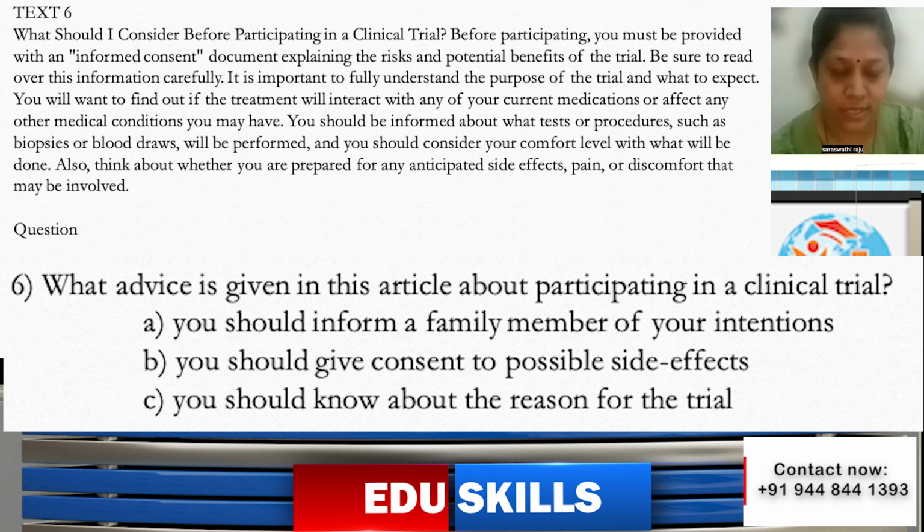Okay, so here we will get the keywords: we have to inform the family members, possible side effects, so side effects may come, so we have to give consent. You should know about the reason for the trial, why they are doing this trial. We should explain that, so that we can check what is given in the text.